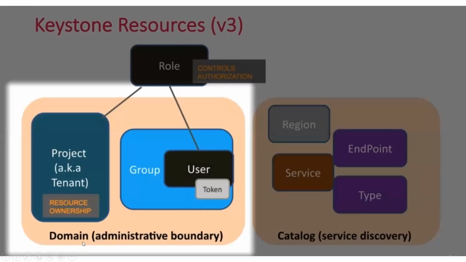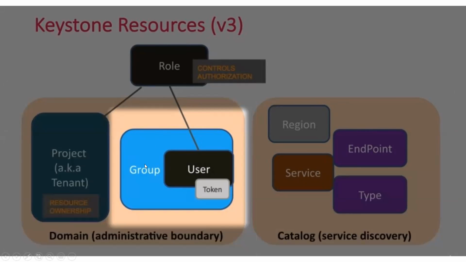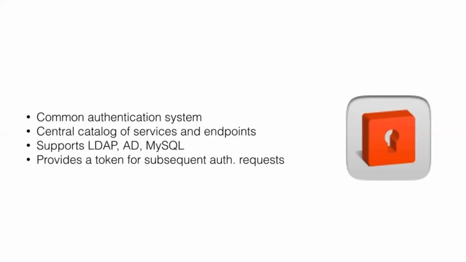Then we have domain. Domain is generally per client. Under a client, there might be multiple projects, and under each project, there might be multiple roles and users. A group again is a combination of roles and users. A role is a combination of permissions, but a group can also be thought of as a group of roles and users.